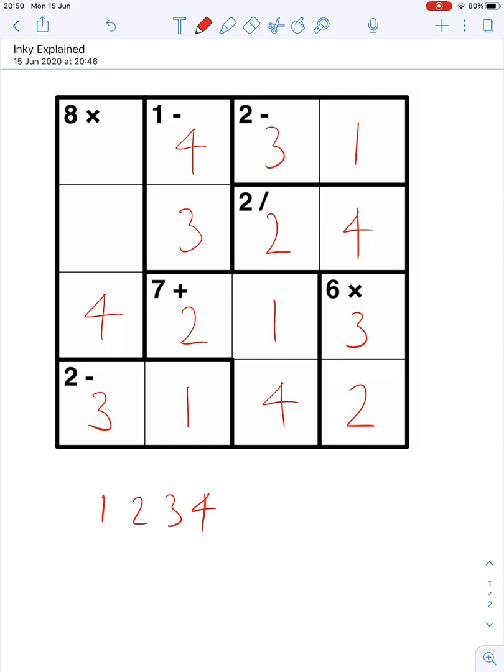And lastly, the 8 that we started with must be a 1 and a 2 missing, and I look at the row over on the right here, there's a 4, a 3 and a 1. What's missing from that row? A 2. And what's now missing? A 1. There you go, that's how to solve an Inky puzzle. I hope you enjoy them.